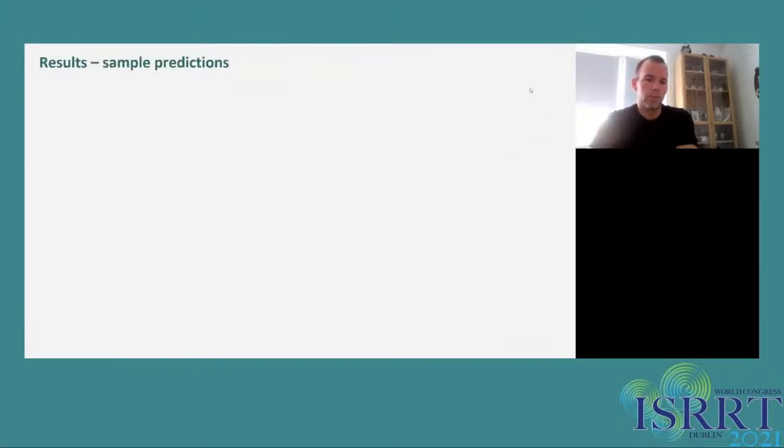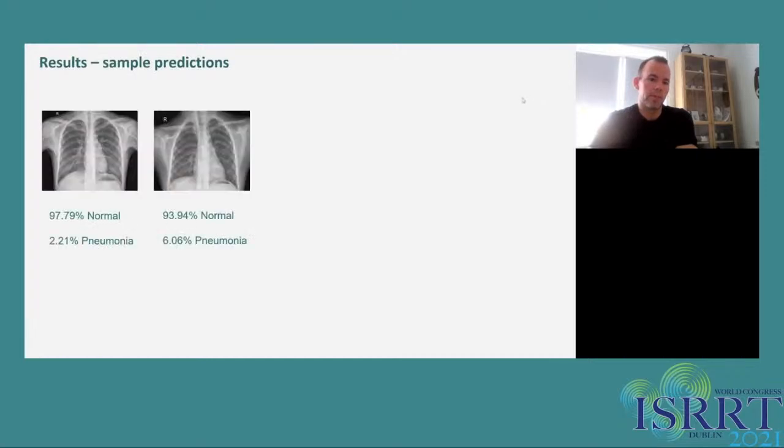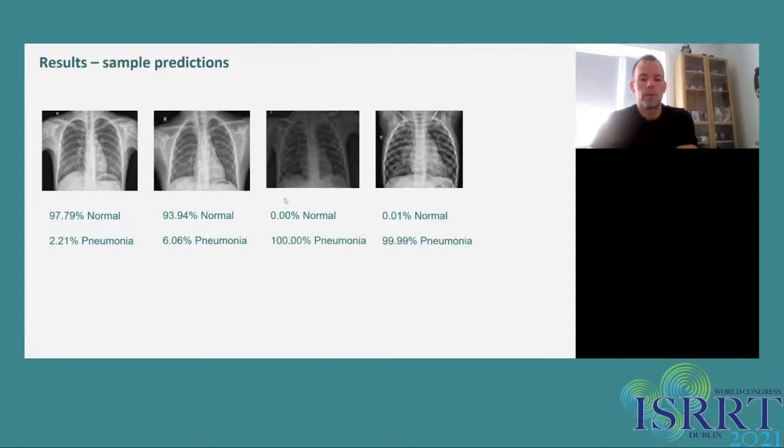For the results, we did some sample predictions. We had 2 images which are normal, and the neural network showed that these are normal. Then we had 2 images with pneumonia, and the neural network showed us these have pneumonia.